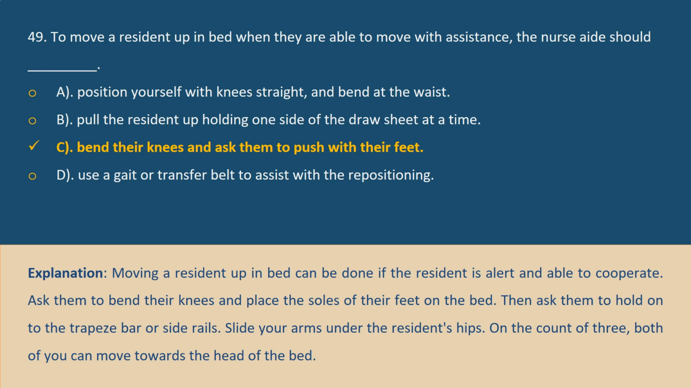Answer C. Explanation. Moving a resident up in bed can be done if the resident is alert and able to cooperate. Ask them to bend their knees and place the soles of their feet on the bed. Then ask them to hold onto the trapeze bar or side rails. Slide your arms under the resident's hips. On the count of 3, both of you can move towards the head of the bed.